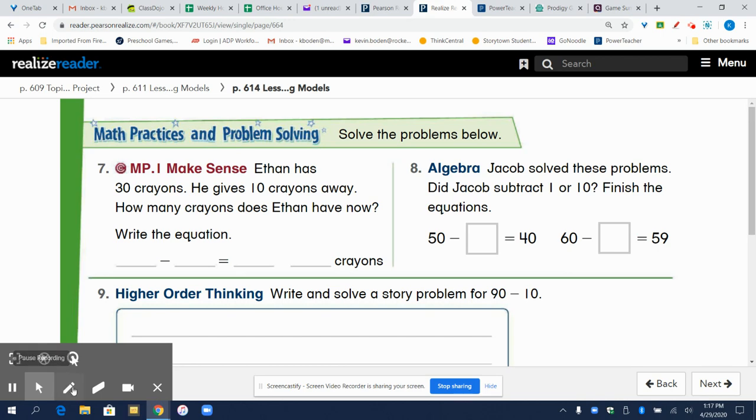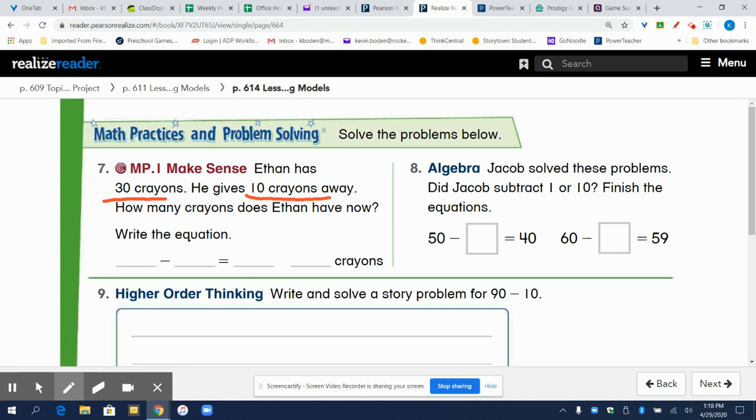Number 7, it says Ethan. Ethan has 30 crayons. Well, I'm going to remember that. He gives 10 crayons away. I'm going to remember that. So we had 30. I wish I had 30 crayons. And he gives 10 crayons away. How many crayons does Ethan have now?